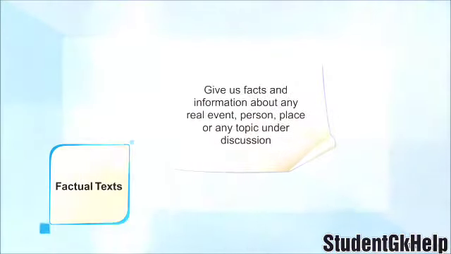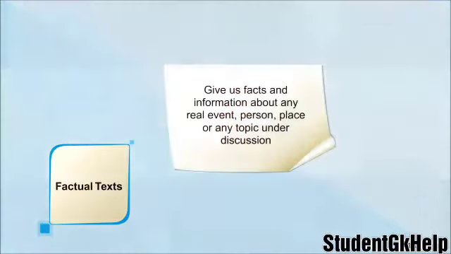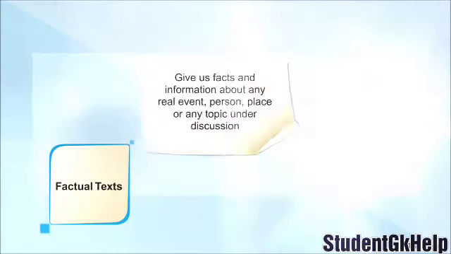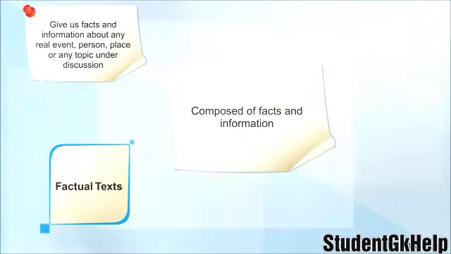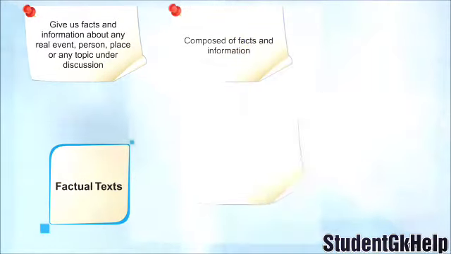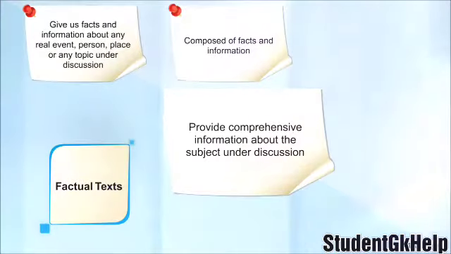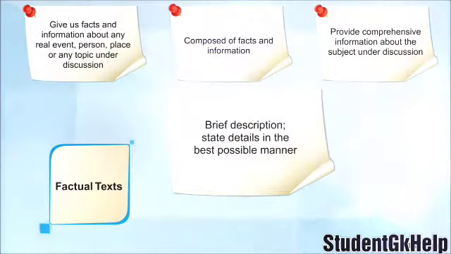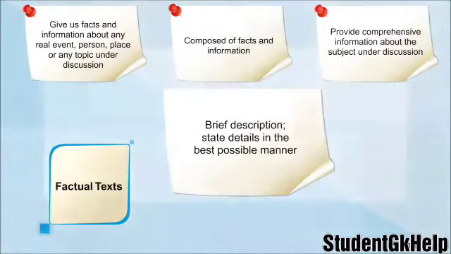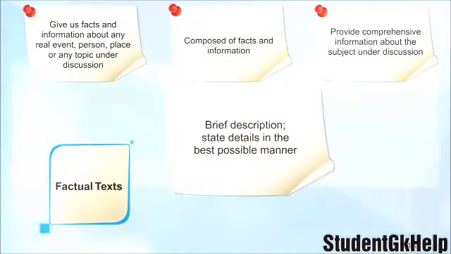The texts which give us facts and information about any real event, person, place, or any topic under discussion are called factual texts. A factual text is composed of facts and information. It allows the readers to get comprehensive information about the subject under discussion. It gives a brief description about the topic by stating details in the best possible manner.